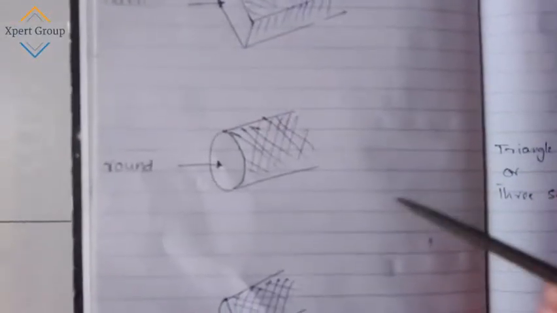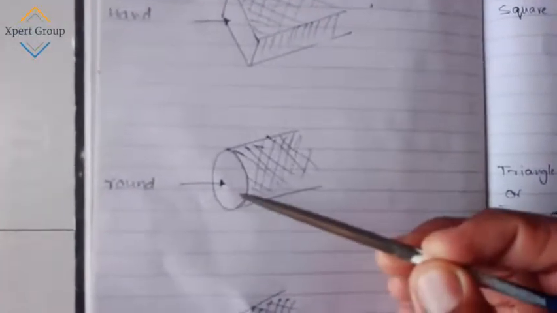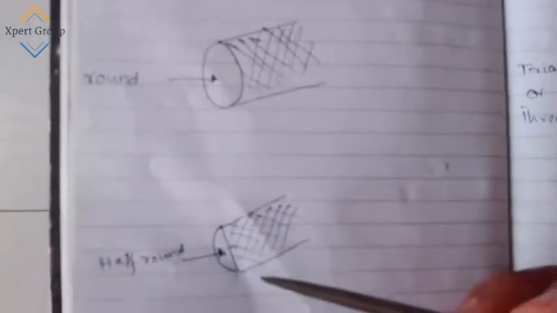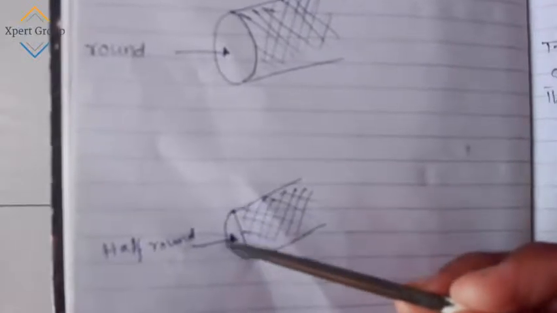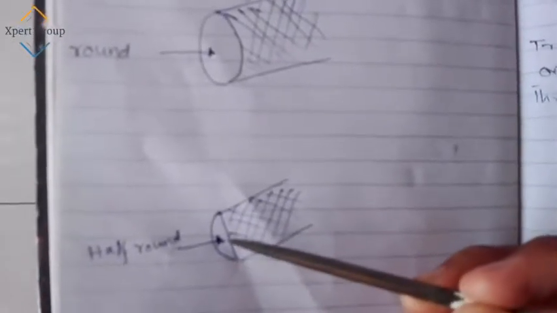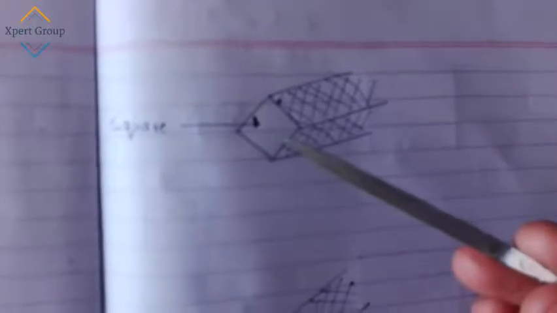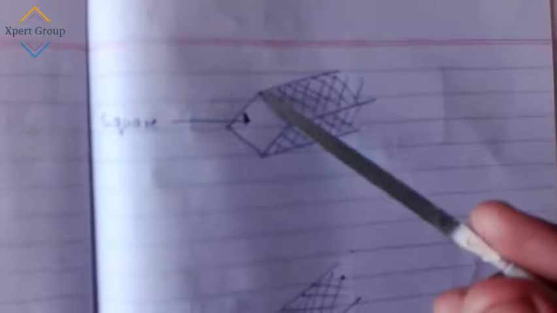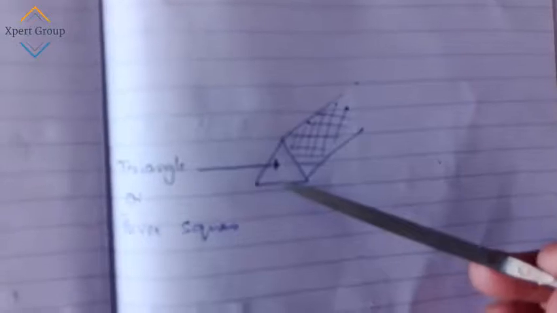The second one is round cross-sectional files. The third one is half round. As you are watching from here up to here, it is a half circle or half round. The fourth one is square, as you can see in the picture. And the fifth one is triangular, which you may also call three square.